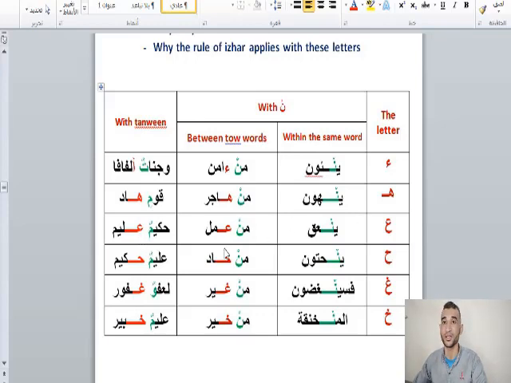So let's apply the rule of consonant noon and tanween. Okay, the first letter is hamza. Here the hamza comes after the consonant noon. You should pronounce it yan'awna. Here man amana. Here wajannatun alfafa. The next letter is ha. Here for the consonant noon yanhawna. Here man hajara qawmin had.